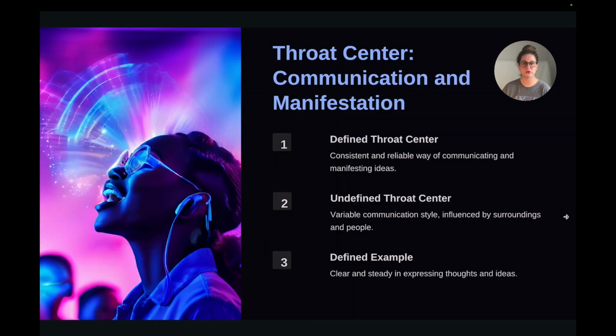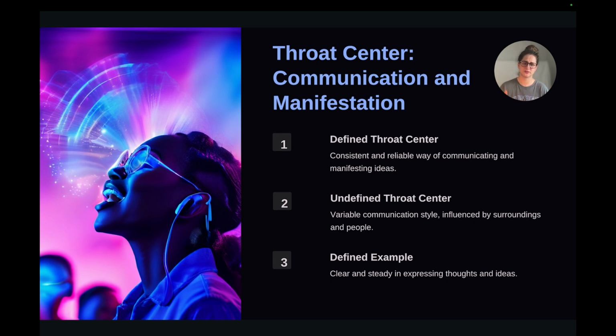All right, so the throat center, communication and manifestation. A defined throat center is going to have a consistent, reliable way of communicating and manifesting ideas. So when they talk to you, when they express ideas, when they're speaking something into existence, they're not going to throw you for a loop. They're going to show up, they're going to express it the same way every single time you encounter them.